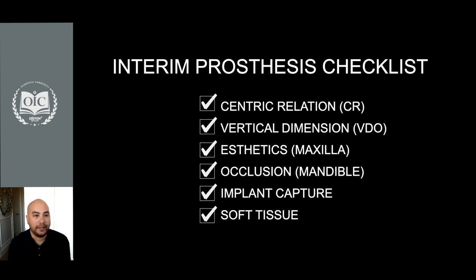This is the temporary prosthesis checklist. I first begin by determining the centric relation, followed by the vertical dimension. Then I move to the maxilla with aesthetic parameters, then with the occlusion, so with the mandible, and then implant captures and soft tissue capture.